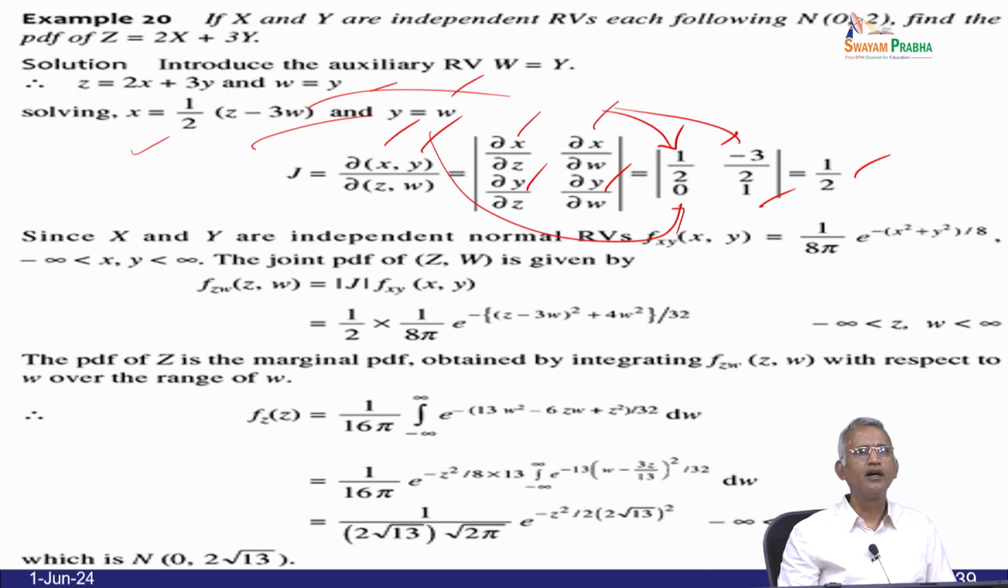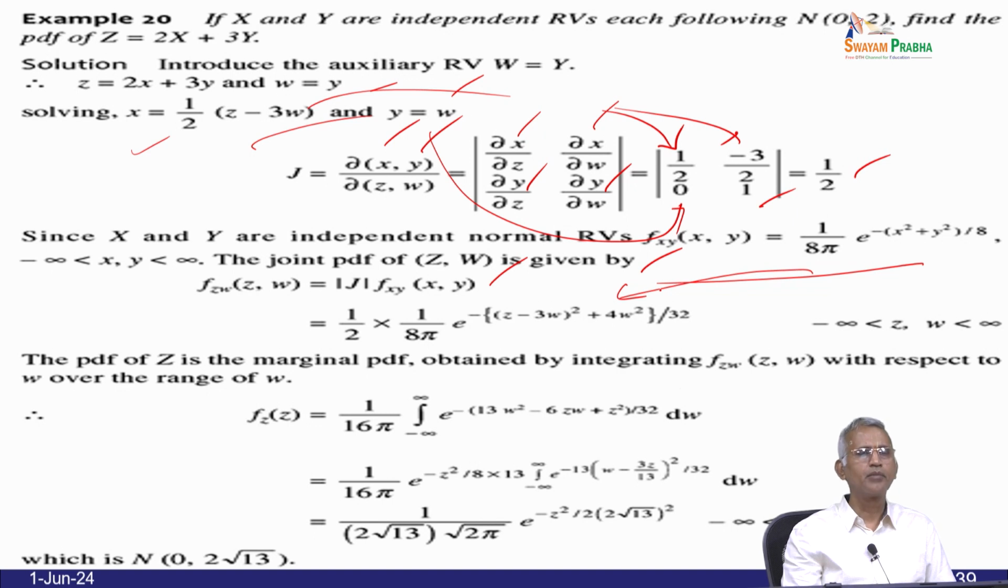Now, we have two independent random variables, f(x, y) is corresponding 1 by 8 pi of e power minus (x square plus y square) by 8. So x and y lie between minus infinity to plus infinity. Therefore, we have the joint probability density function f(z, w) is modulus of J into f(x, y). So modulus of J, the Jacobian value, is 1 by 2, and the f(x, y) value is this one, you substitute here.